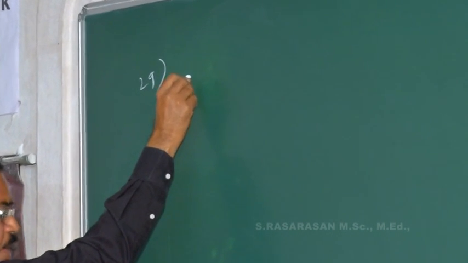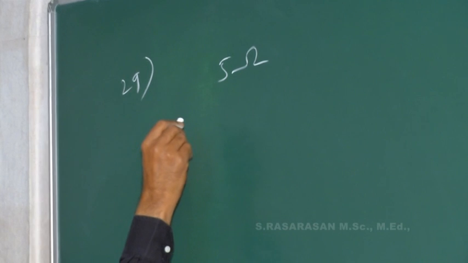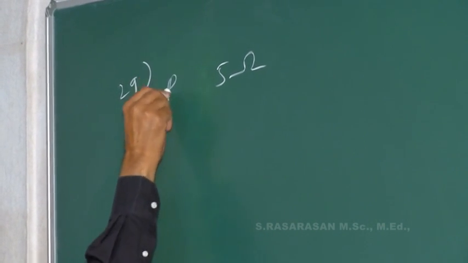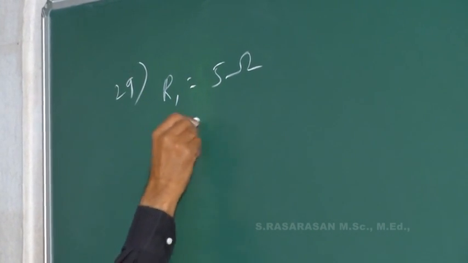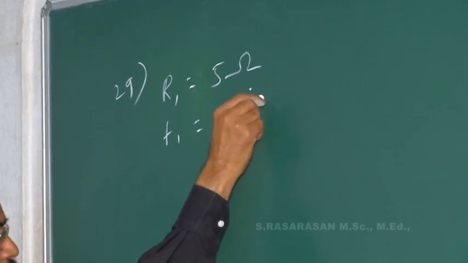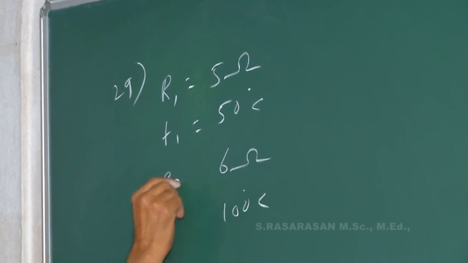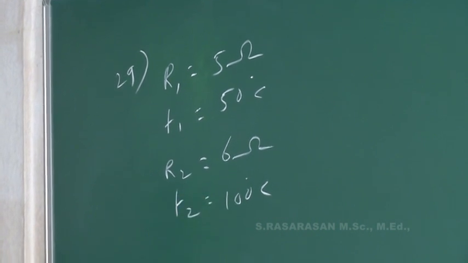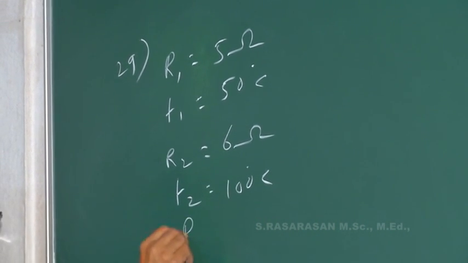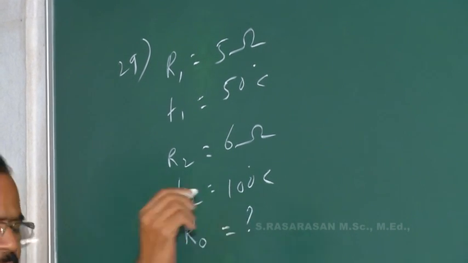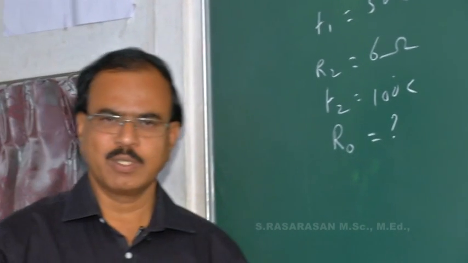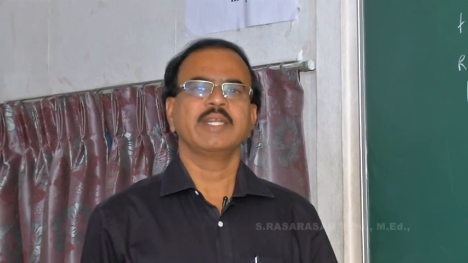Let the resistance be 5 ohm at 50 degrees Celsius, meaning R1 is 5 ohm at T1 of 50 degrees Celsius, and 6 ohm at a temperature of 100 degrees Celsius, that is R2 when the temperature is T2. Then what is the resistance at 0 degrees Celsius? R at 0 degree is the question mark. See, the problem is about the relation between resistance and temperature. There is a temperature coefficient of resistance of the material.